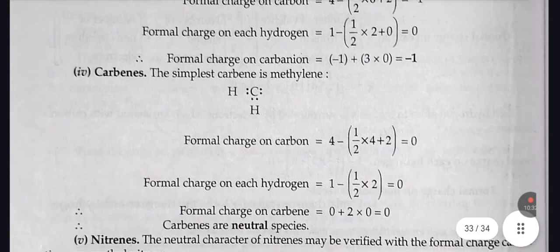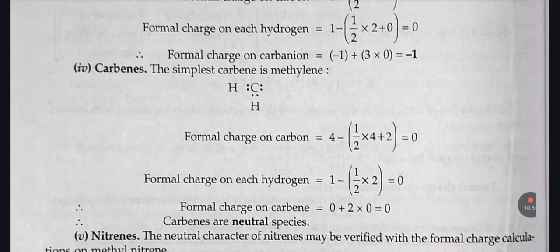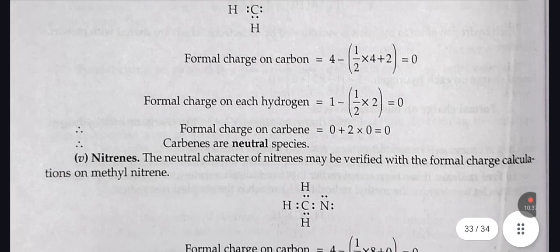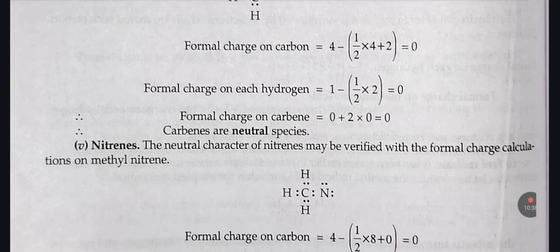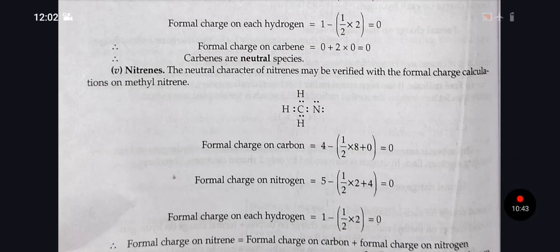Carbenes. The simplest carbene is methylene. The formal charge on carbon is equal to 4 minus (1/2 × 4 + 2), which will give 0. The formal charge on each hydrogen will equal 1 minus 1/2 × 2, which will equal 0. The formal charge on the carbene is equal to 0 + 2 × 0, which will give 0. Carbenes are neutral species.